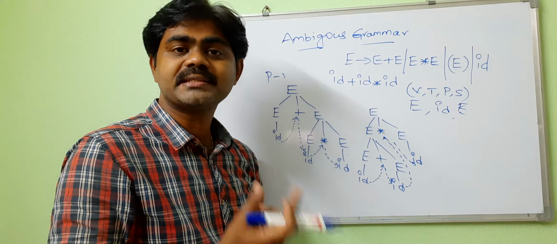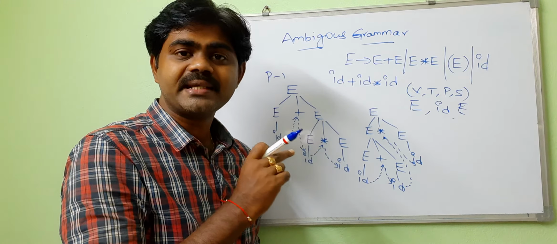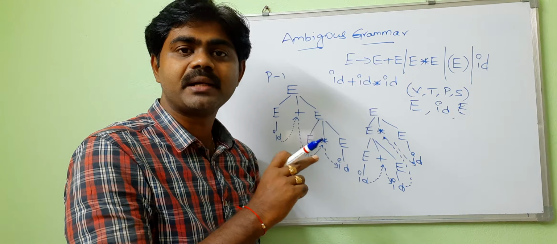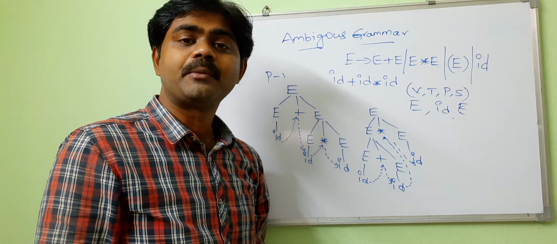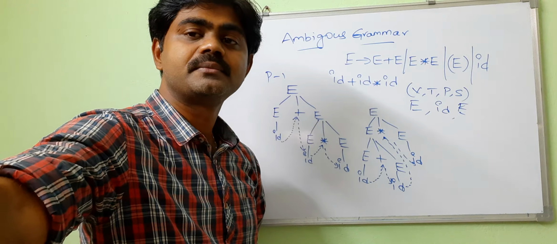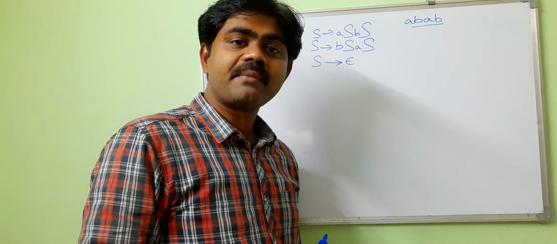So what can we say? The above grammar is an ambiguous grammar. We'll see another example so that we get a clear idea about ambiguous grammar. This is the grammar I took here.